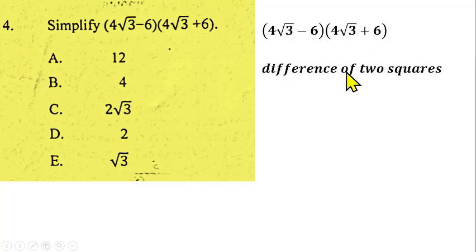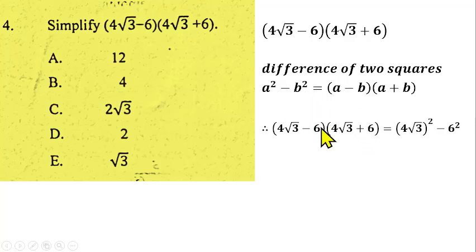Here we apply difference of two squares. If you remember, a squared minus b squared gives us (a minus b)(a plus b), which is the difference of two squares. So this and this look alike, which means we can represent it like this as well. That will give us 4√3 squared minus 6 squared. So this, which is given to us, can be written as (4√3) squared minus 6 squared.